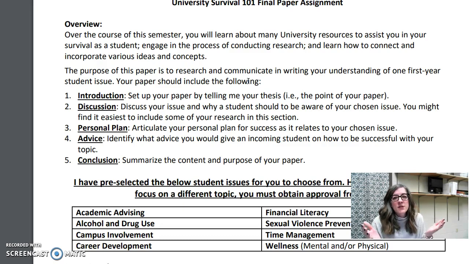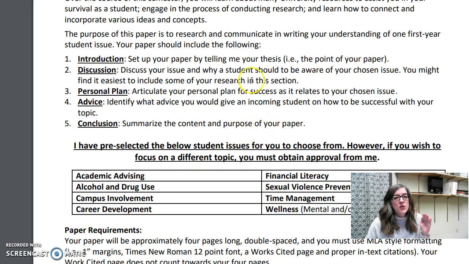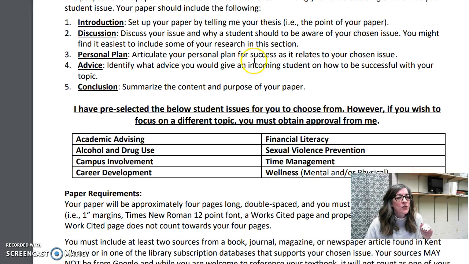So the purpose of this paper is to research and communicate in writing your understanding of one first-year student issue. And so your paper should include the following. I'm going to get to the issues that you can choose from, and then we'll talk about that. But before we get to that, I want to make sure that you understand what your paper needs to include. So you need to provide an introduction to your paper, an introductory paragraph where you're setting up the thesis of the paper, the point of the paper.